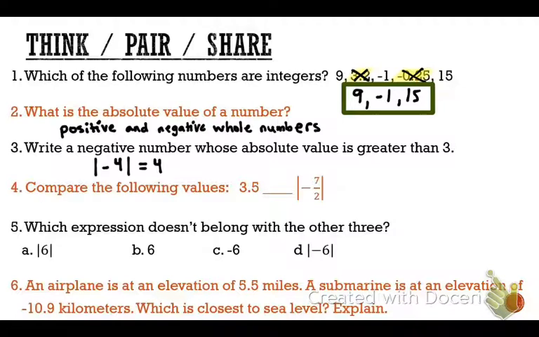All right, the next one, number 4. Remember, this is going to be similar to problems that you would find on your homework. Compare the following values, 3.5 and the absolute value of -7/2. Remember, there's some work that I'm going to want to see on this, okay? So you're going to show me some work underneath. Do I need to do anything with that 3.5? No. Nope, let's just go ahead and drop it down.